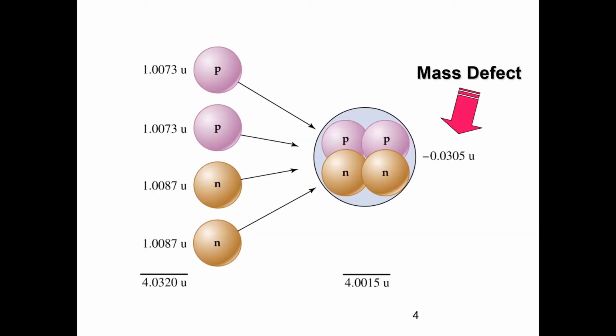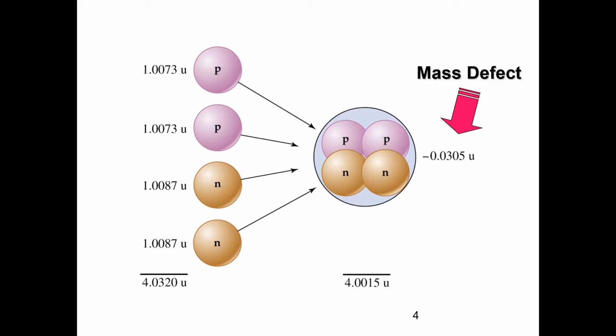Here's an example. This is a nucleus of a helium atom: 2 protons, 2 neutrons. Starting on the left, each proton has a mass of 1.0073 atomic mass units. Each neutron has a mass of 1.0087 atomic mass units. Add these up and you get 4.0320 atomic mass units.